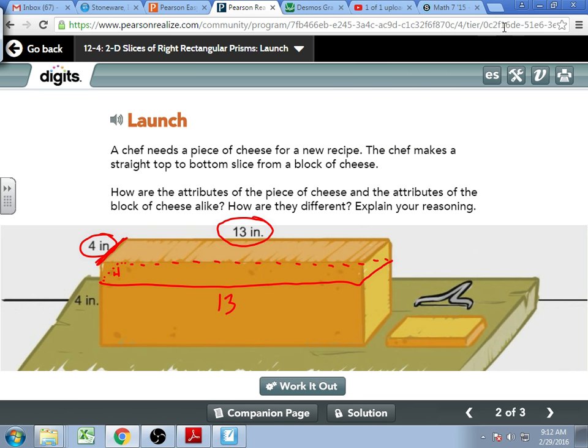So whenever we're looking at these 2-dimensional slices, always look at what sides did I cut through. Those are the dimensions I'm going to take. Or like what sides did I cut parallel with. You can kind of think about it.